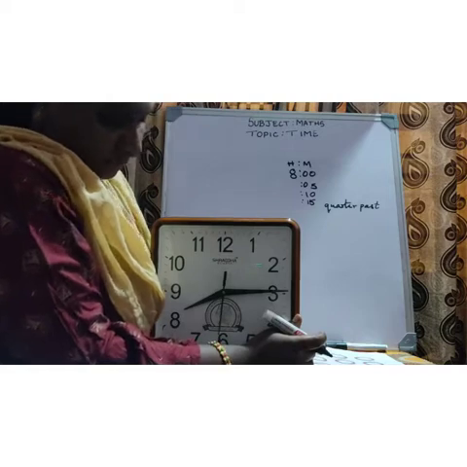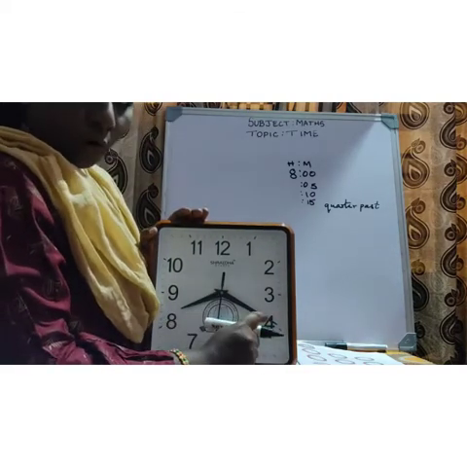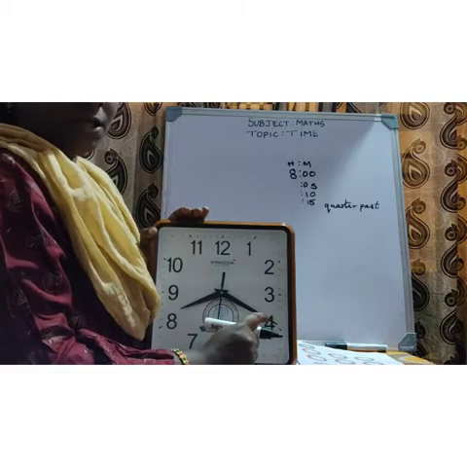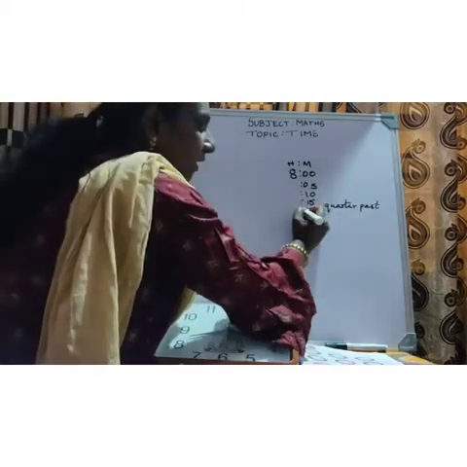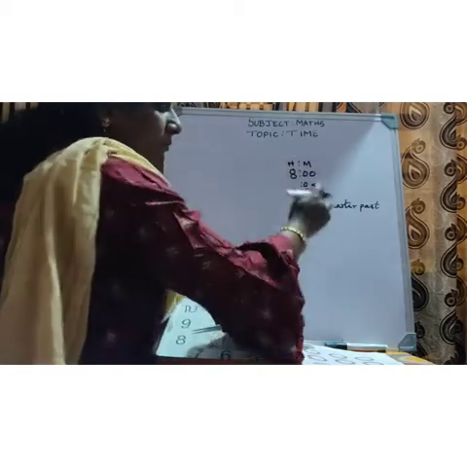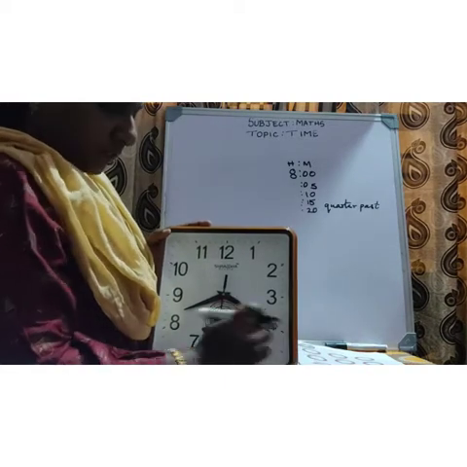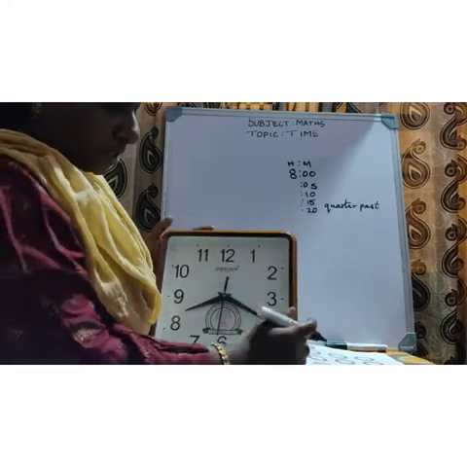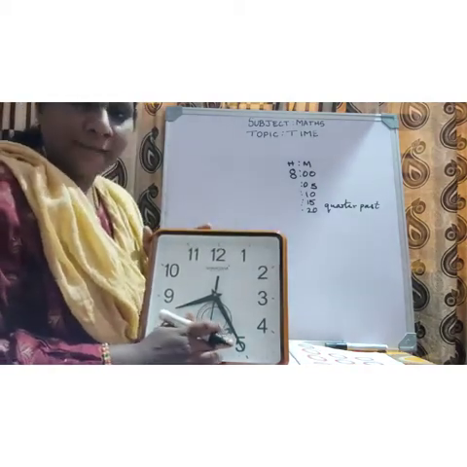Okay, next, the minute hand is at 4. If the minute hand is at 4, then what is the time? 4 5s are 20. So it is 20 minutes. What is the time, children? It is 20 minutes.